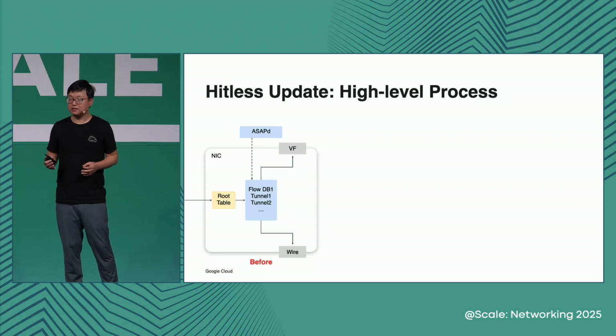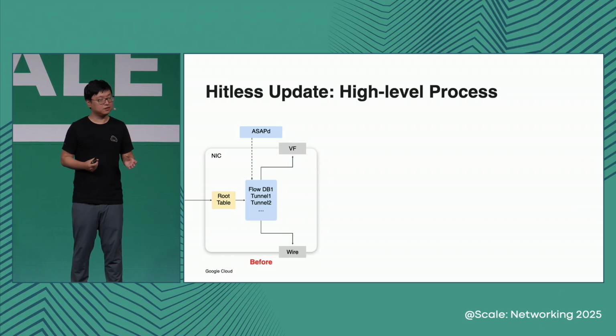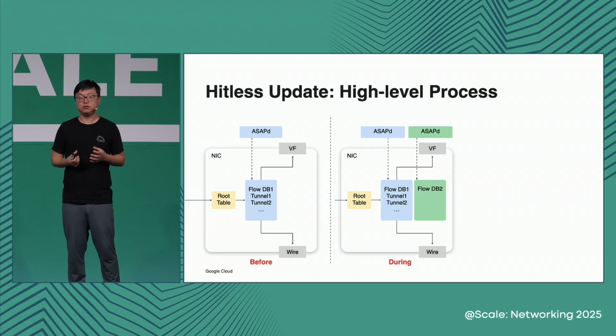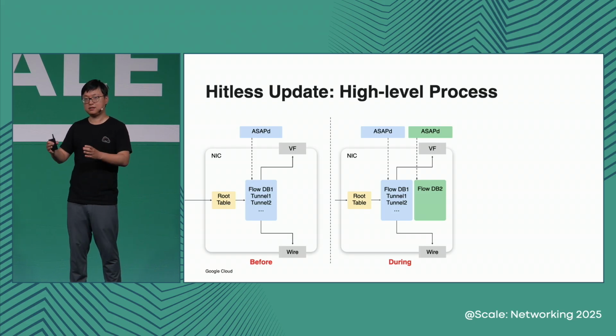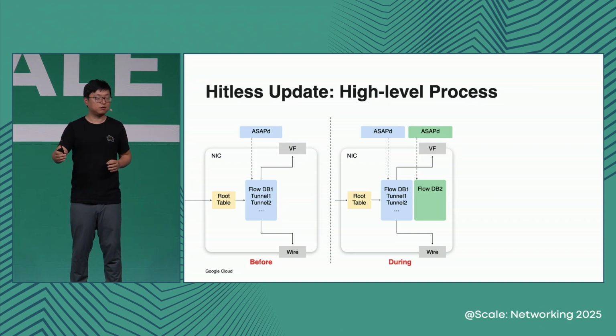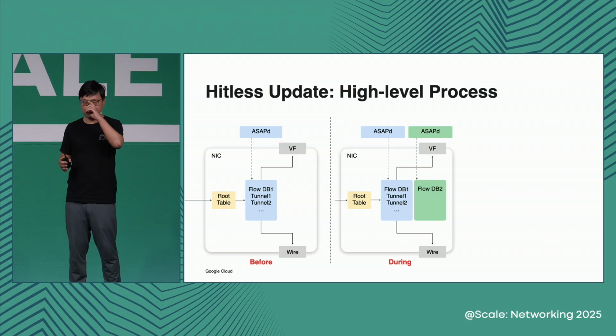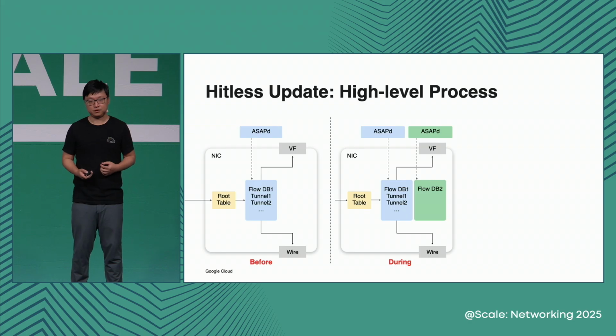So the way we do hitless update, from a high level, is that before the upgrade, our software, this blue ASAPD, is running. It programmed the NIC with some forwarding state, some PSP tunnels, and packets are flowing happily between the VF and the wire. Once we decide to roll out new software, we kick off this new process, the green ASAPD, new version. In parallel, on the side, this new version programs a standby flow database in the hardware. No packets touch this database at this point. All the packets still go through the old database managed by the old software. And the new software can take its time to initialize.